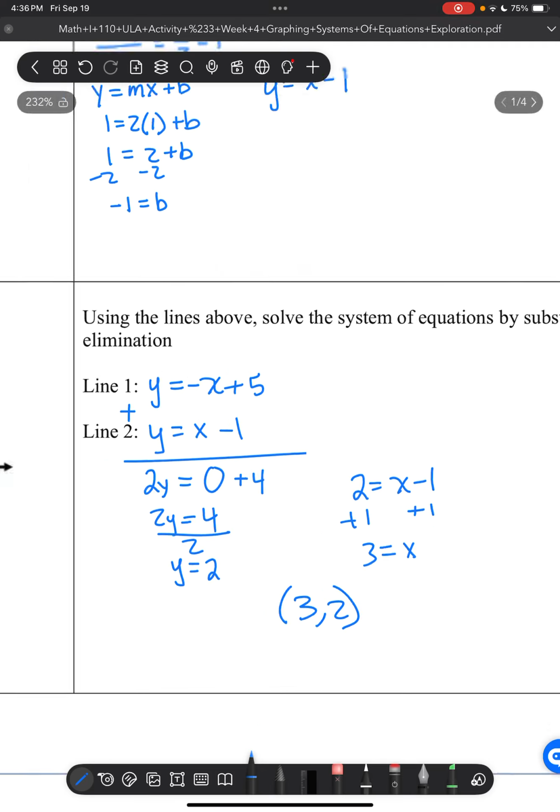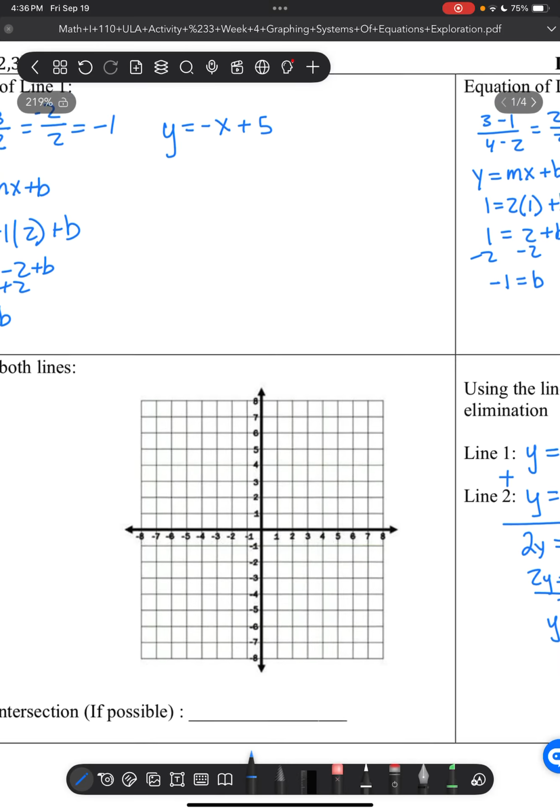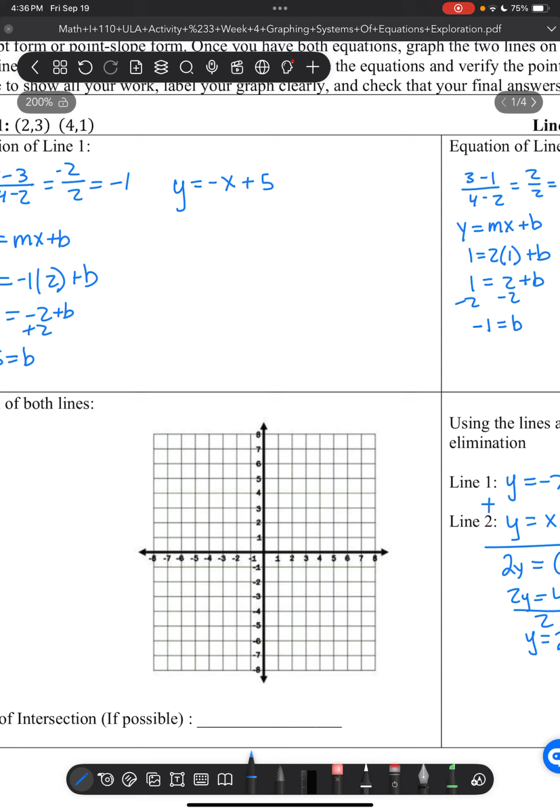So we're going to graph our lines and see if we're right. So here I am just going to graph the points that they were given. So we have a (2, 3). So 1, 2, and up 3. All right, and then we have a (4, 1). Okay, it has a negative slope, so we're going down. So we're going to get that line at least connected, and then we can continue it on here.